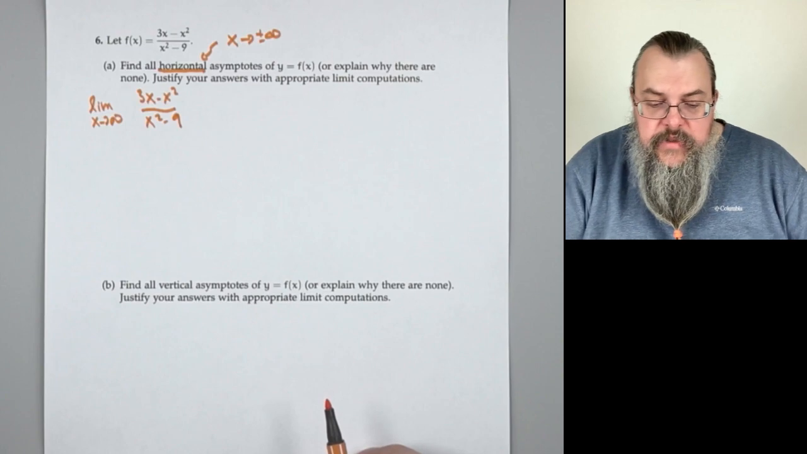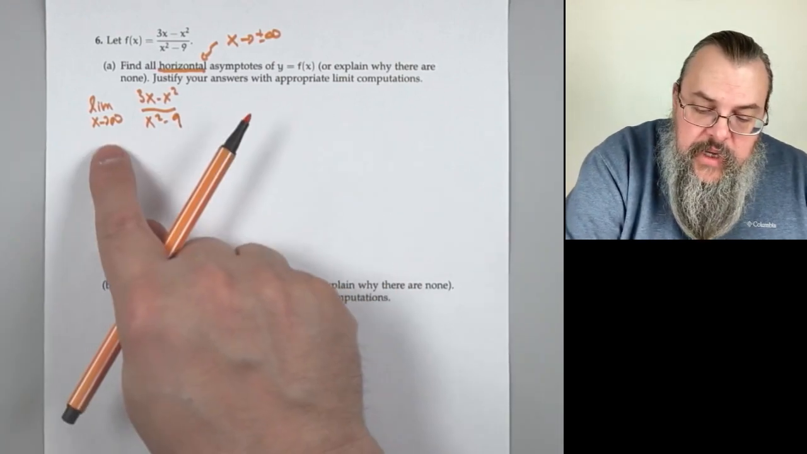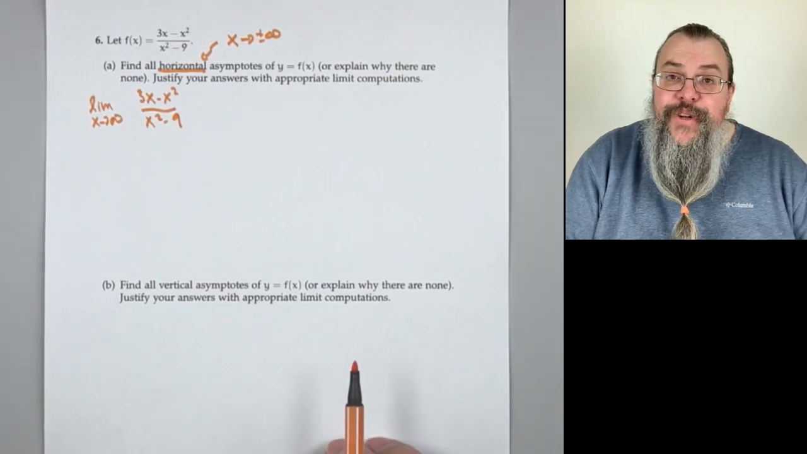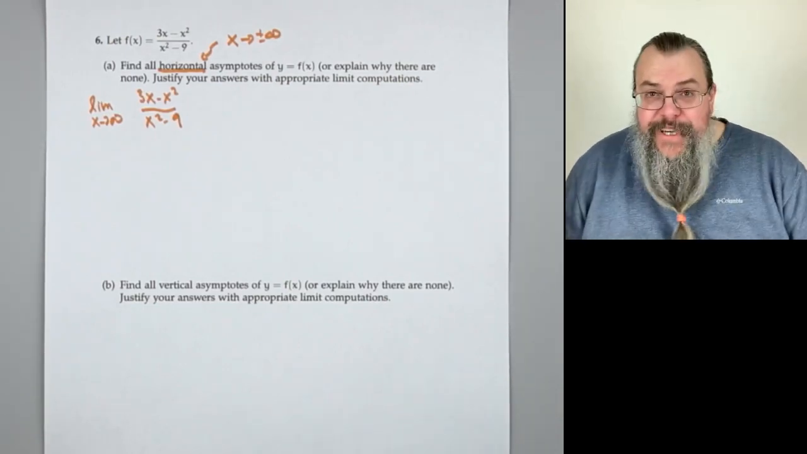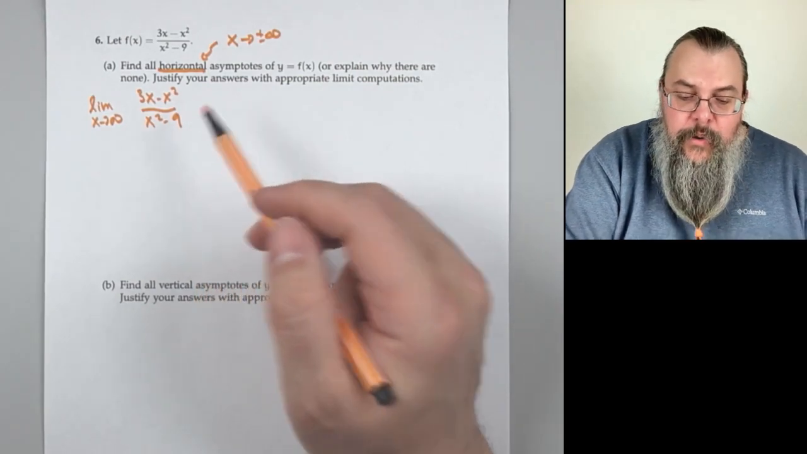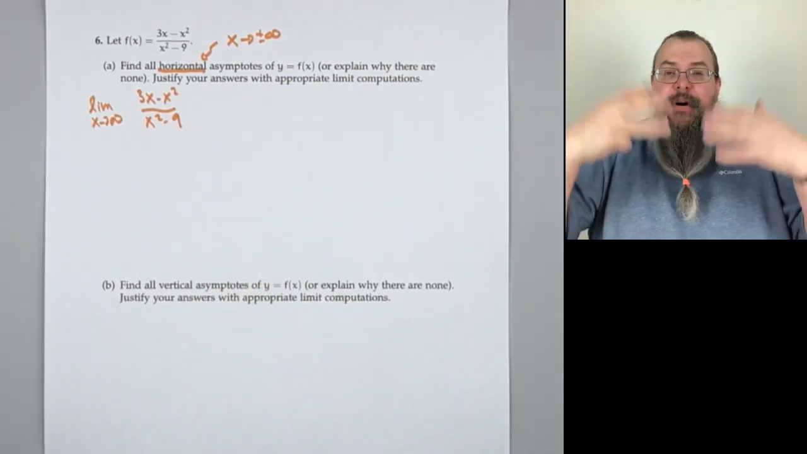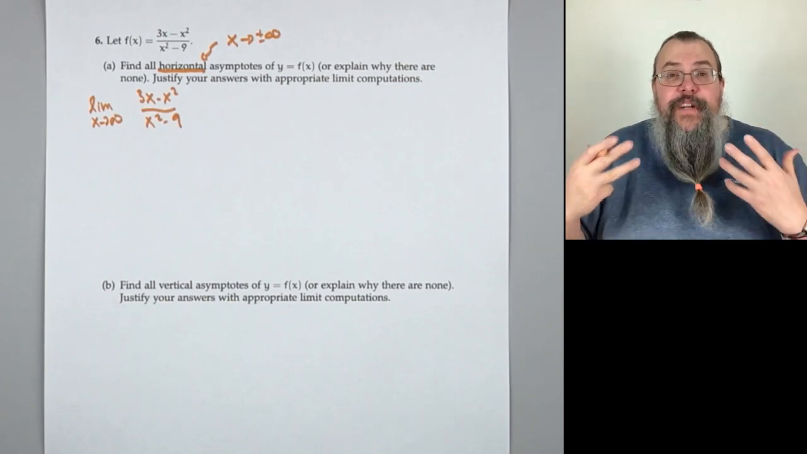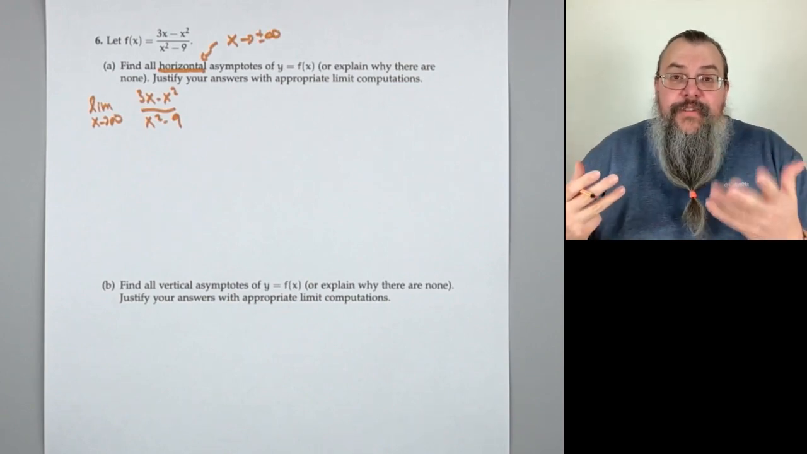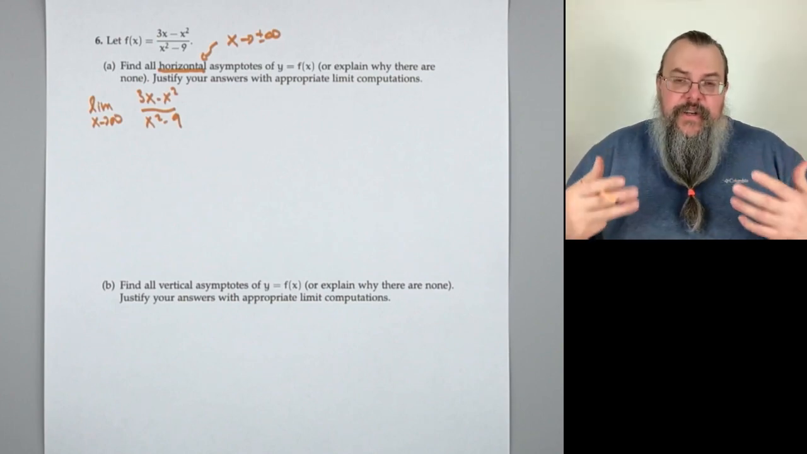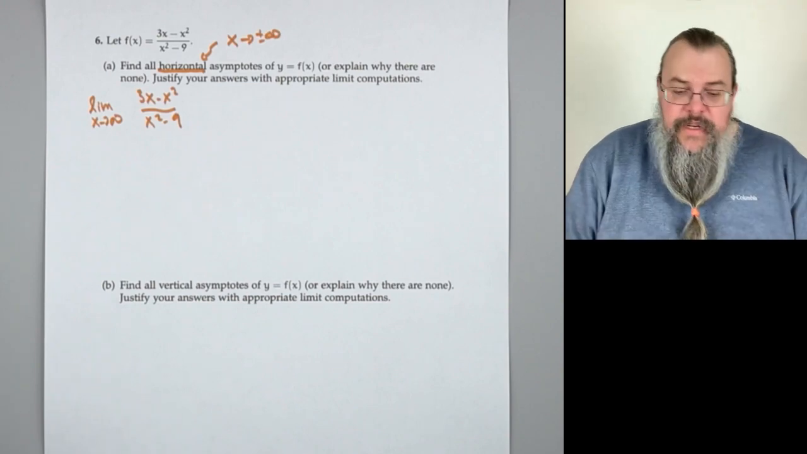Okay, that's great. And we know we're going to take limits because it tells us to justify it with limit computation. So we have to put a limit computation in there. Now, what can we do? Well, when we have a polynomial over a polynomial and we're going to infinity, the key is, what's the dominant term? It's the x squared. It's going to dominate all these other terms. So we're going to say, okay, the x squared is the dominant term.